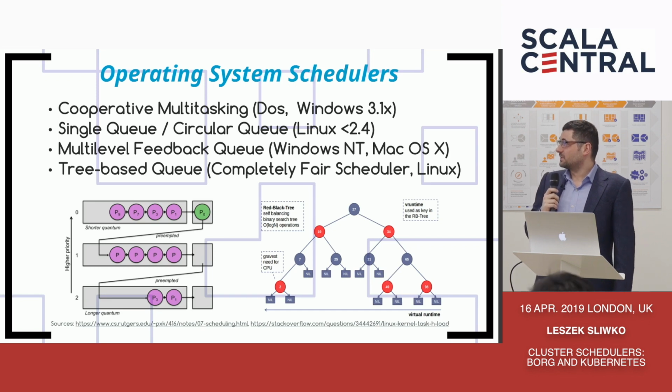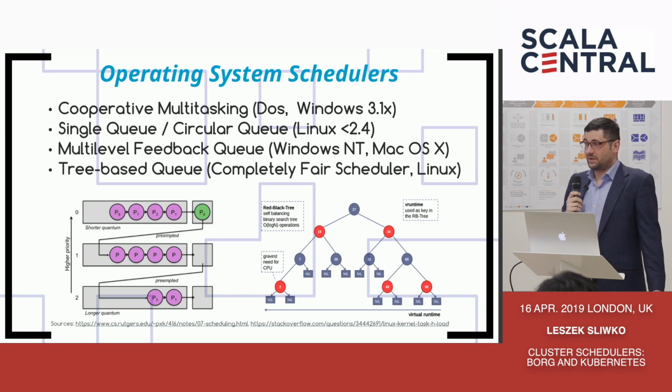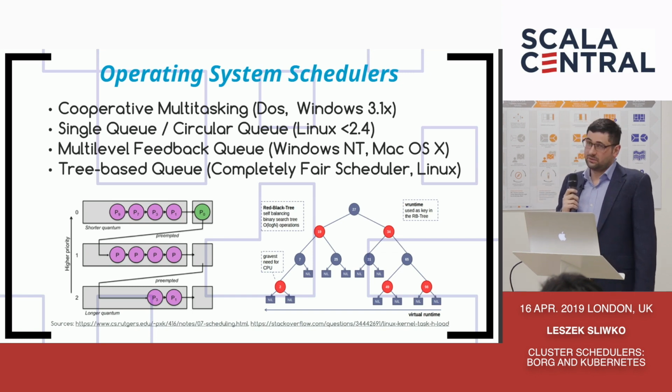Next, Linux came to help, and they implemented the first scheduler based on a queue. It was a single queue, then a circular queue. The algorithm was just picking the next task in the list, giving some time to the process, and then the next one. All right. Currently, the two most popular solutions are the multi-level feedback queue, used in Windows and Mac, and the tree-based queue, also known as the completely fair scheduler, which is used in Linux.